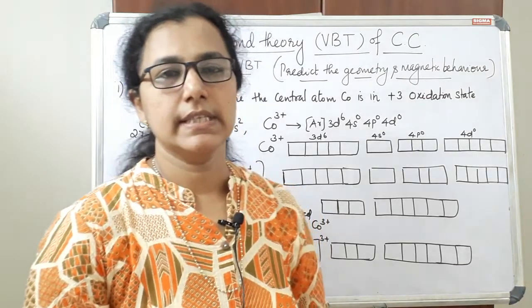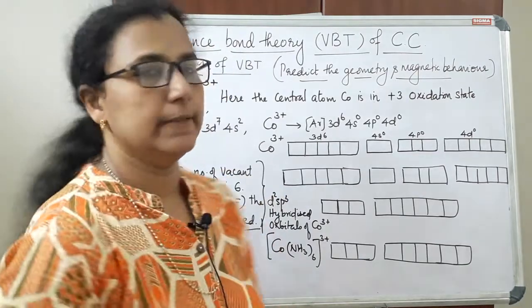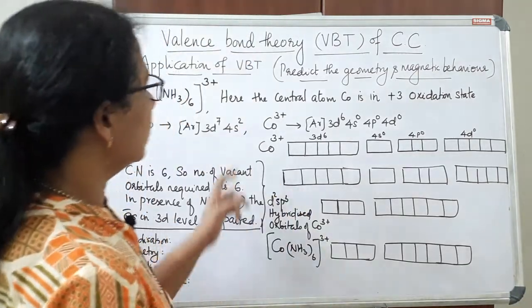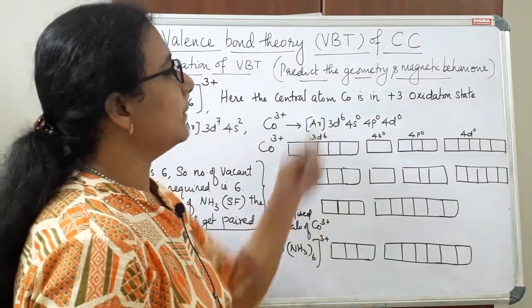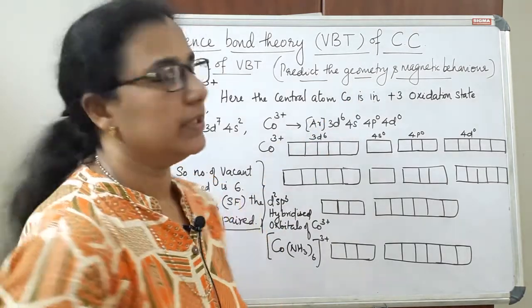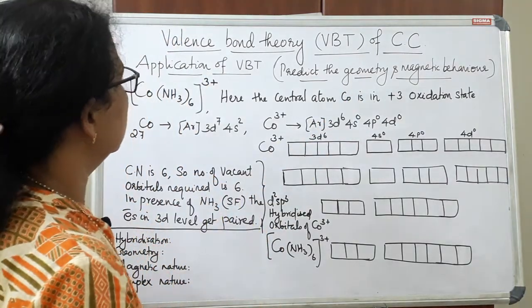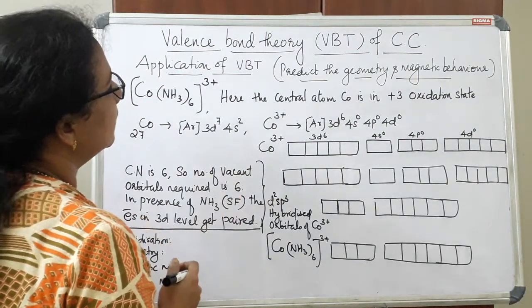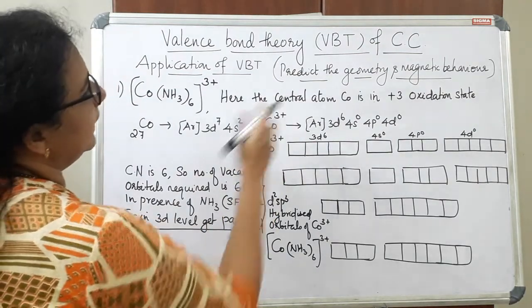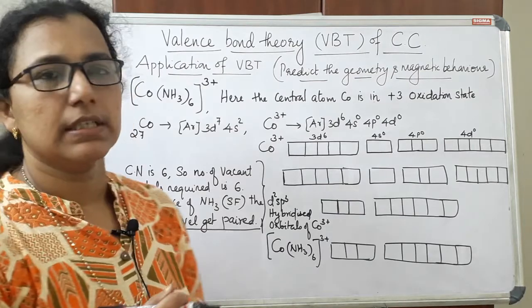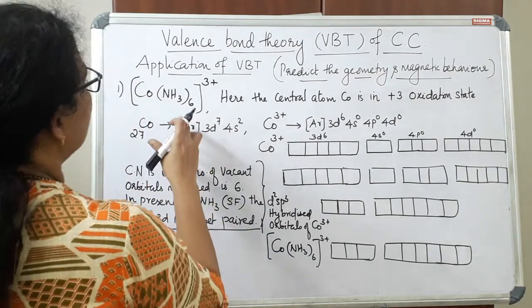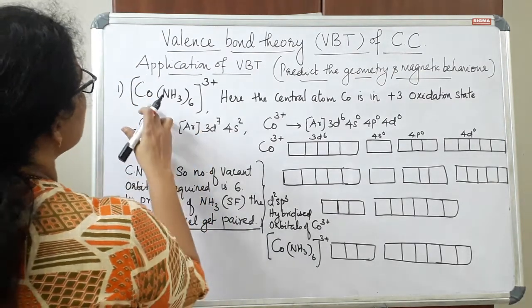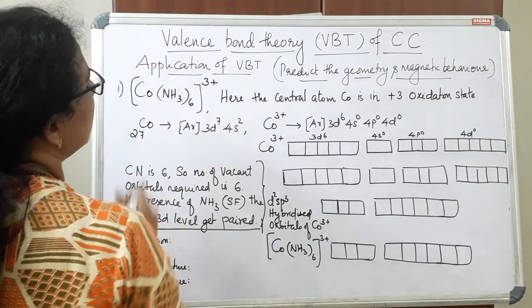Hello students, let's see the application of VBT, valence bond theory. In order to predict the geometry and magnetic behavior, we can use VBT. That is, we can apply VBT for predicting the geometry and magnetic behavior of a complex. Let's consider this complex, that is [Co(NH3)6]3+.